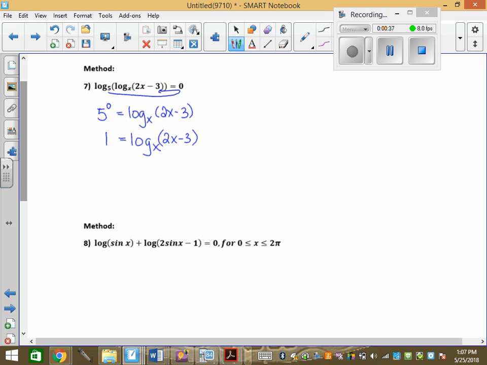And now we still don't know what's beside the log, so we're going to change to exponential again. We get x to the 1, the base of the log becomes the base of my exponent, equals 2x minus 3. And solve for x. Subtract 2x. Negative x equals negative 3. Divide by negative 1. X equals 3.